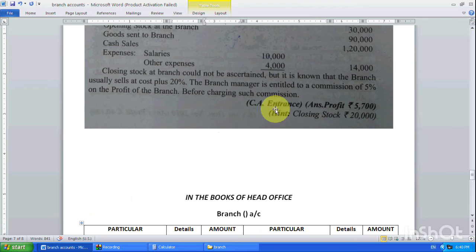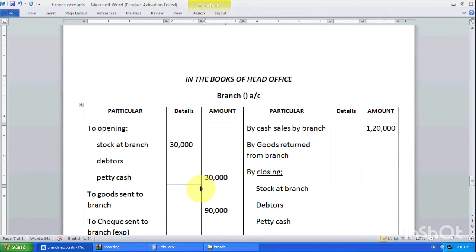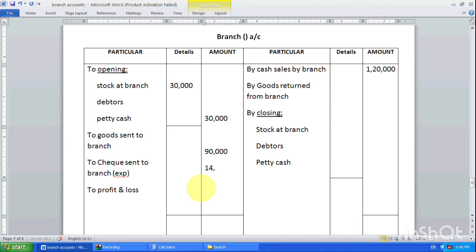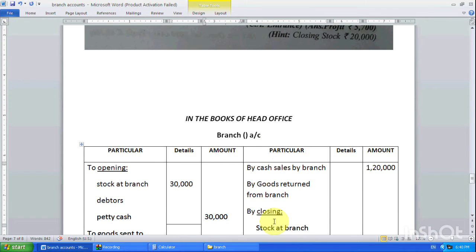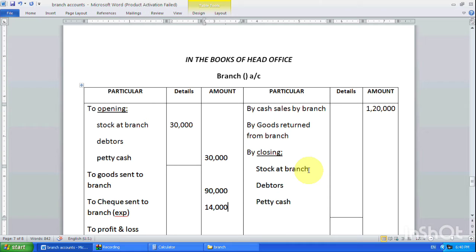Let's see another entry. Cheque sent to bank, it's given 14,000 here. Now let's go to 20% cost plus. Closing stock at branch could not be ascertained, but it is known that the branch usually sells at cost plus. So cost plus means extra cost. The branch usually sells with extra cost. So how we have to calculate here? We have to calculate how much it is cost plus.